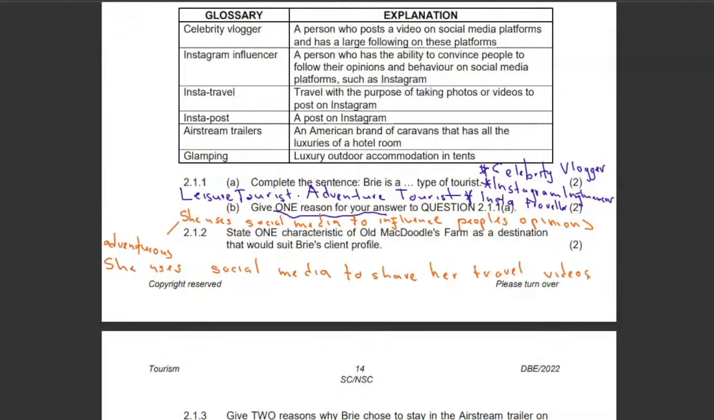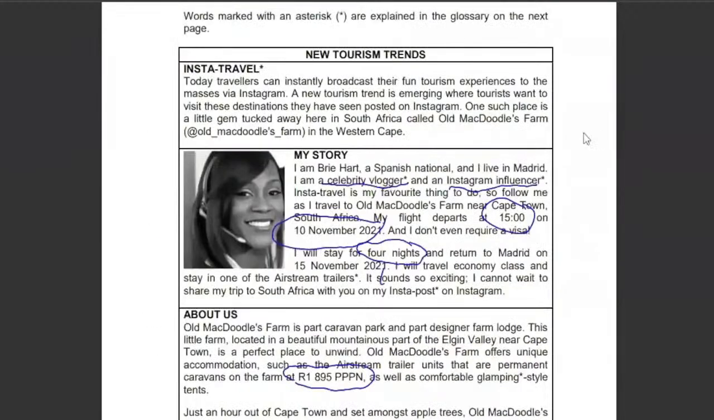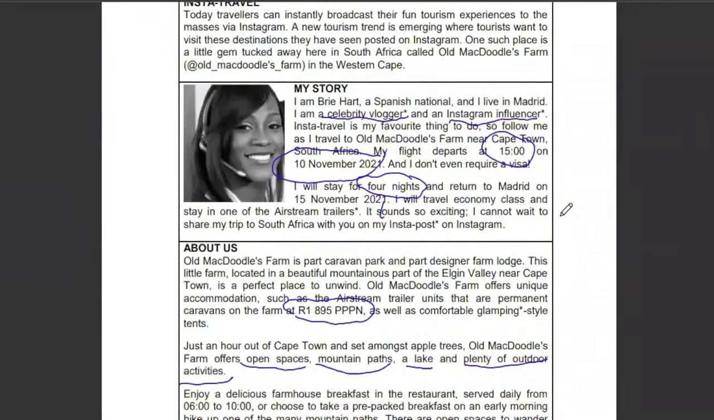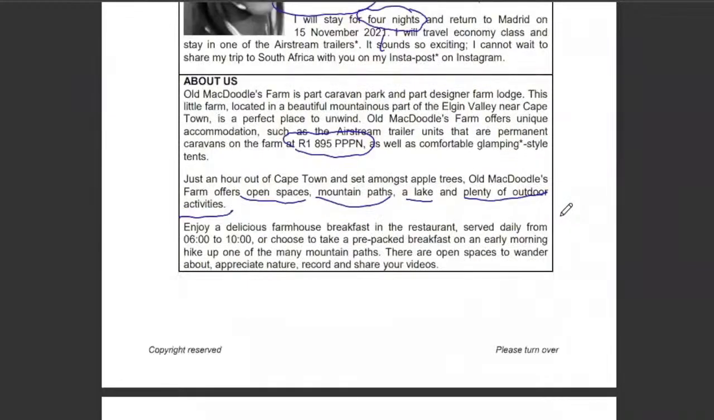State one characteristic of Old MacDonald's farm as a destination which suits Bree's client profile. So we are going to look at the farm, and we try to measure the farm with her profile. So let's go back to the scenario. If you look at our tourist, she's actually a celebrity vlogger. Then she likes posting videos.